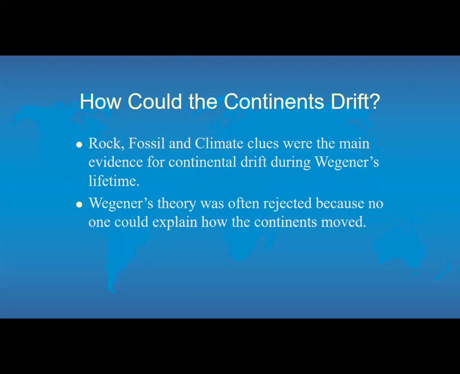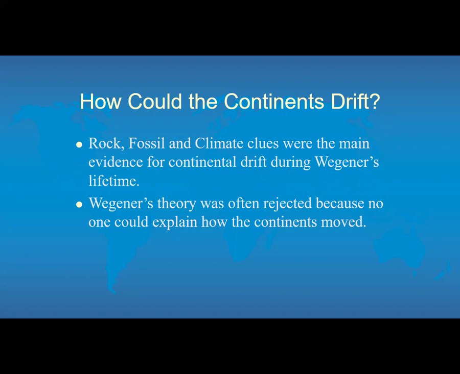On top of all that rock, fossil, and climate clues that were evidence to support his theory, he was rejected because he couldn't explain how the continents move. Remember, he thought that waves and tides were moving the continents, but that's not really possible because those waves and tides would literally shred the Earth. It would cause all kinds of terrible problems, and it would require such an incredible force that it would probably stop the Earth from spinning, which would cause a lot more problems as well.